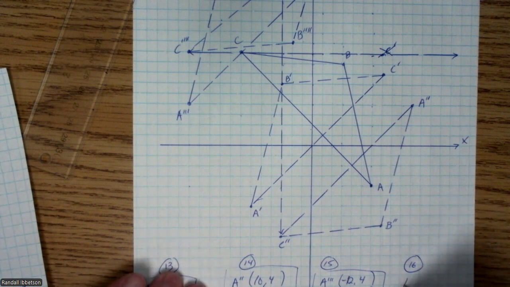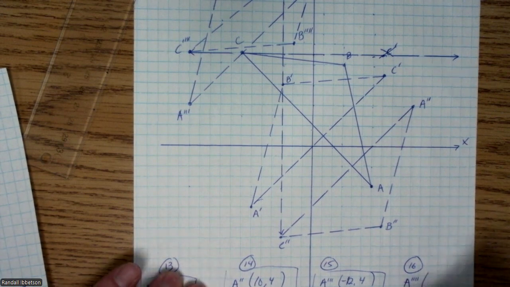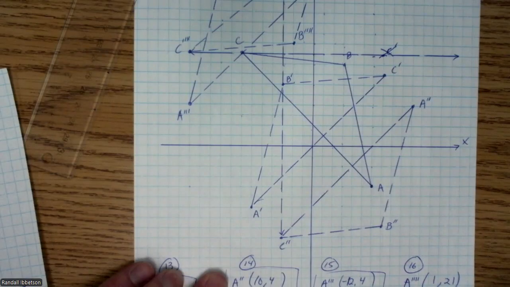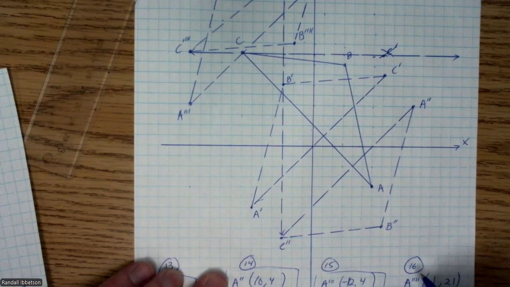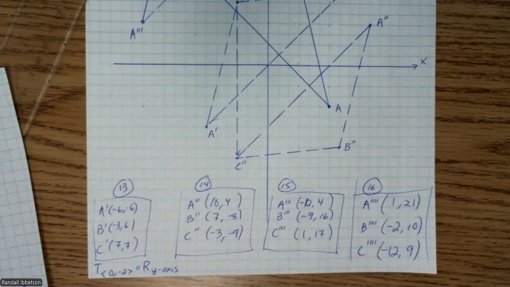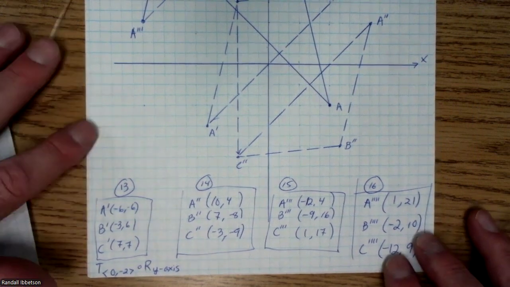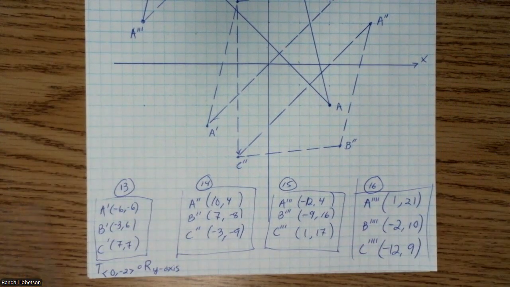Quadruple prime A quad is at 12, 1, way up there. B quad is at negative 2, 10, way up there. And C quad is at negative 12, 9. So here are my answers for number 16. There they are. So now I've done 4 of the 5. I've got 1 more to go, and my picture is really getting filled up with info. But I'm going to try to make it work.